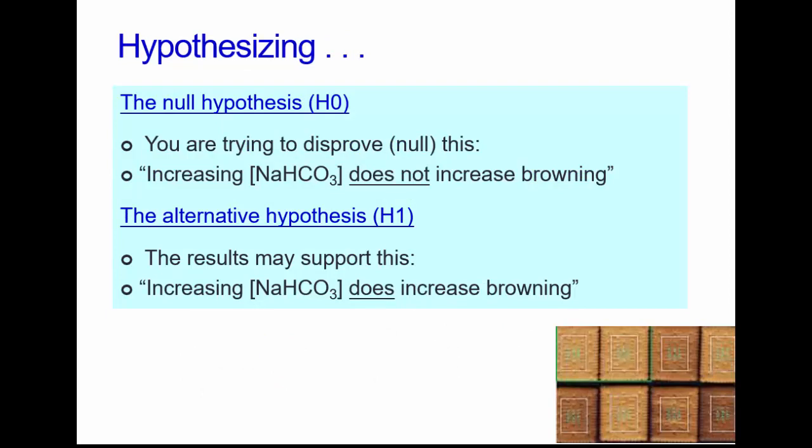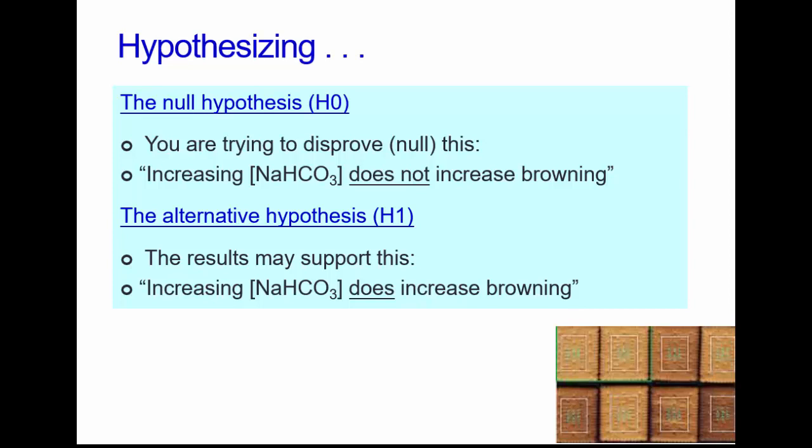There's a lot of technical material on hypotheses, and it's sometimes a little bit hard to get your head around, but basically, from a philosophical point of view, we always test to check whether something doesn't work. So that's our first position. Our null hypothesis is that increasing sodium bicarbonate content does not increase browning. So we're trying to disprove that, which will prove the alternative hypothesis: increasing sodium bicarbonate content does increase browning, in this case in biscuits.